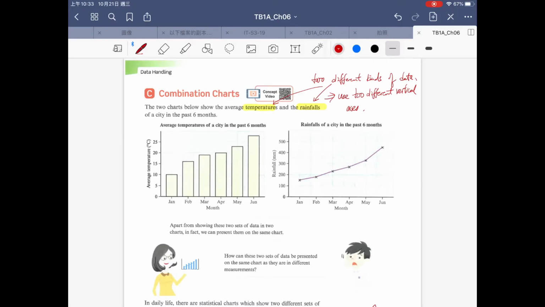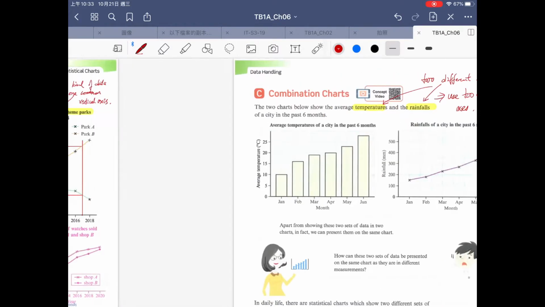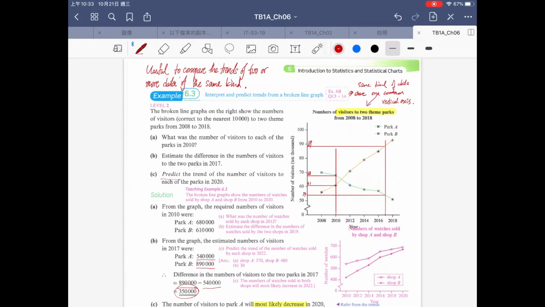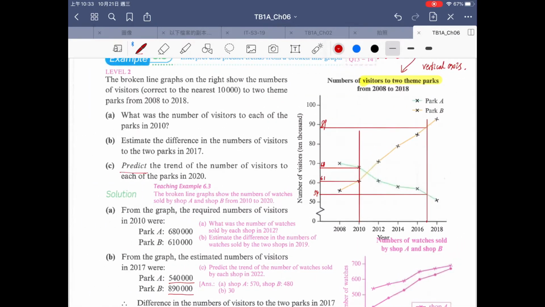This time, I want to discuss combination charts with you. That is, I want to combine two charts together to form one chart only. In fact, we have done this in the last example. Go back to the last example. We have combined two broken line graphs together.